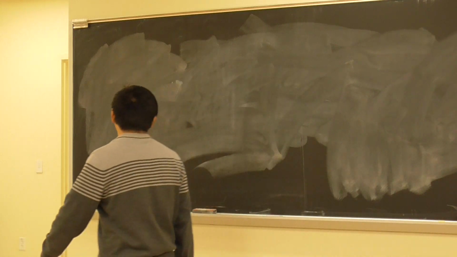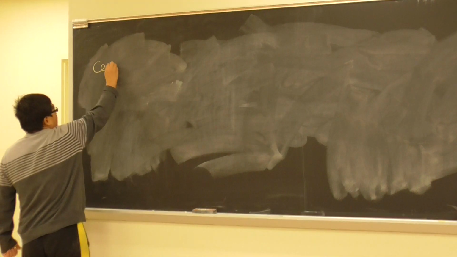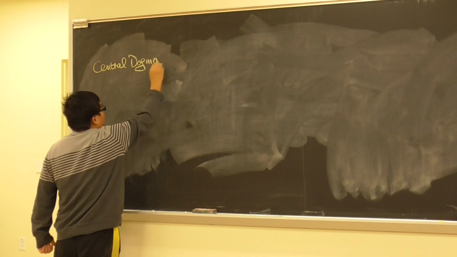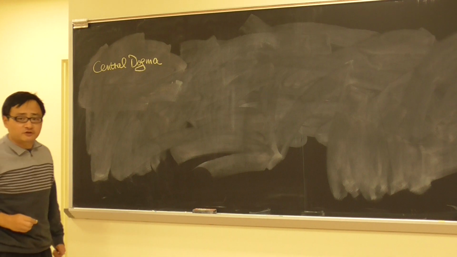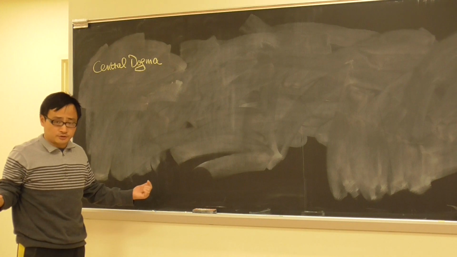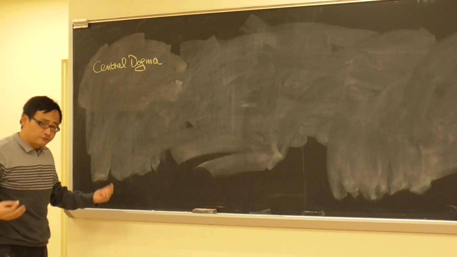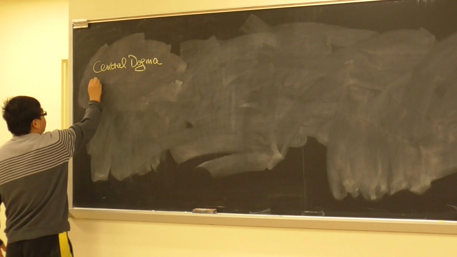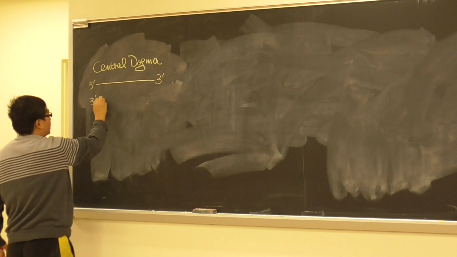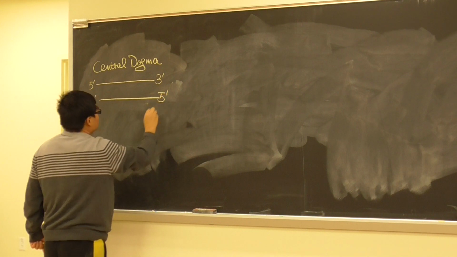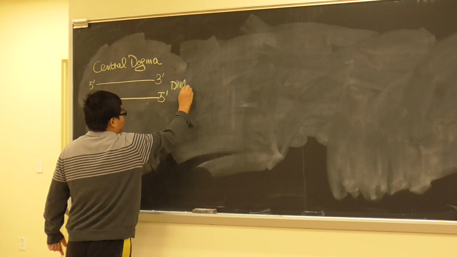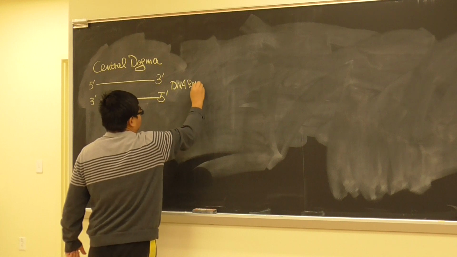So let's still review the central dogma. Remember, Crick mentioned this in 1958. It is always a flowchart for all the genetic knowledge. Let's do it in a different way. So I have a DNA sequence, 5' to 3' and 3' to 5'. This is running in the opposite direction. Let's say this is DNA, going through replication.